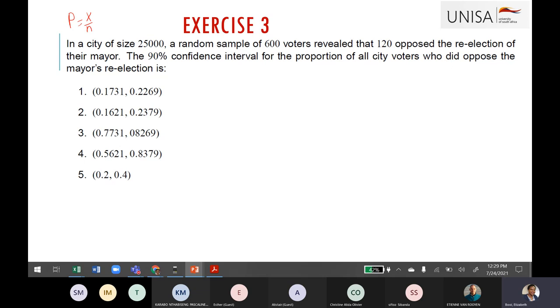So what are we given on this question? We are given the population size, N of 25, which we can just ignore because it doesn't add any value in what we're going to be doing. We are given the sample size N of 600. We are given our X observations from that sample, those who opposed, where X is equal to 120. Therefore, we should be able to calculate P, which is X divided by N, so 120 divided by 600.